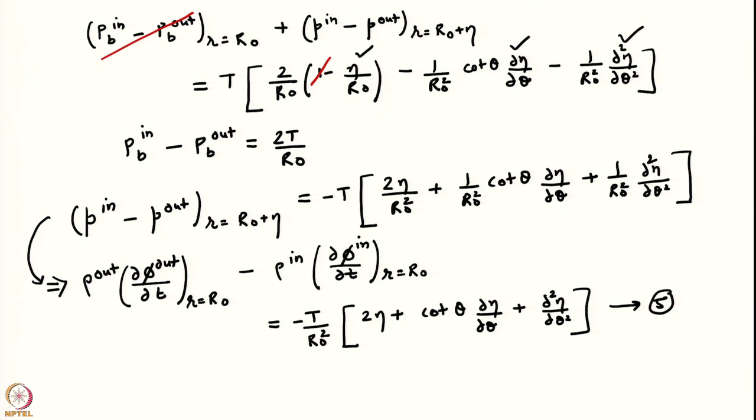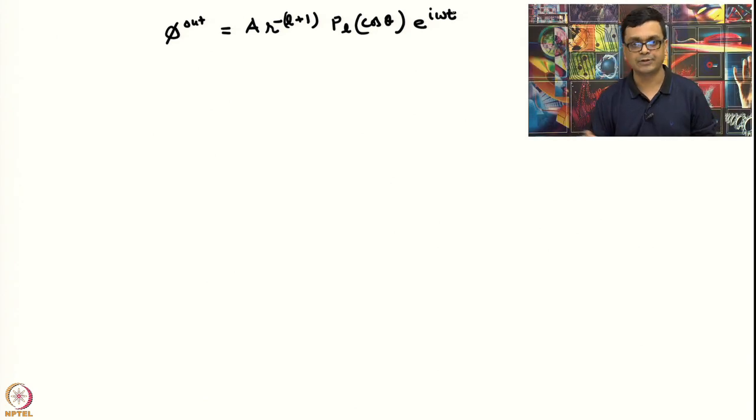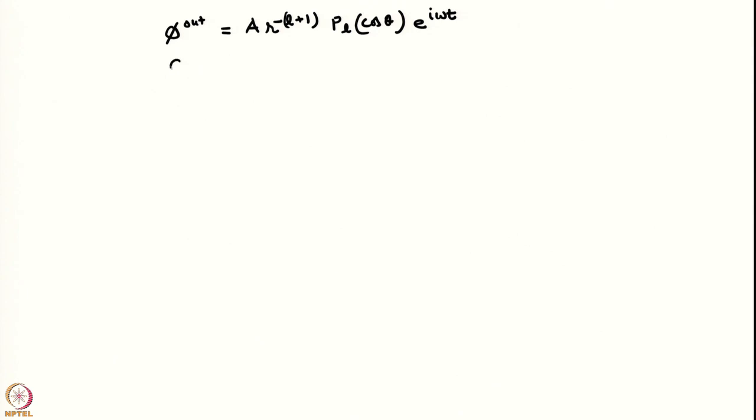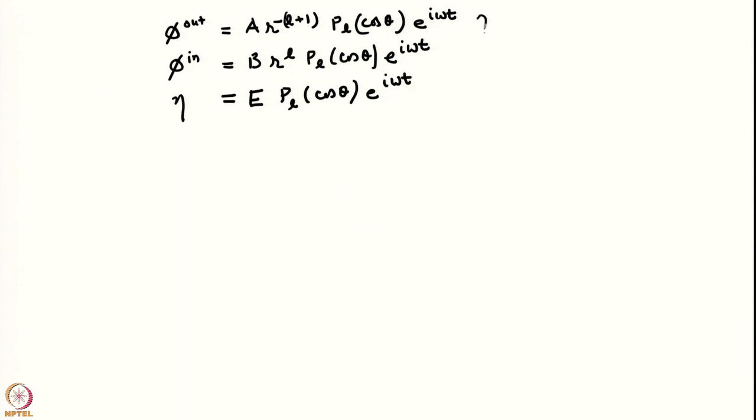Let us use these two equations and so recall, we had set phi out to be a r to the power minus l plus 1 p l of cos theta e to the power I omega t. Note that I have again gone back to theta. We had called x is equal to cos theta, but now I have gone back to theta using theta as the independent variable. So then phi in is equal to some complex constant b into r to the power l p l of cos theta e to the power I omega t, and eta was some complex constant into p l of cos theta e to the power I omega t. This was our normal modes.